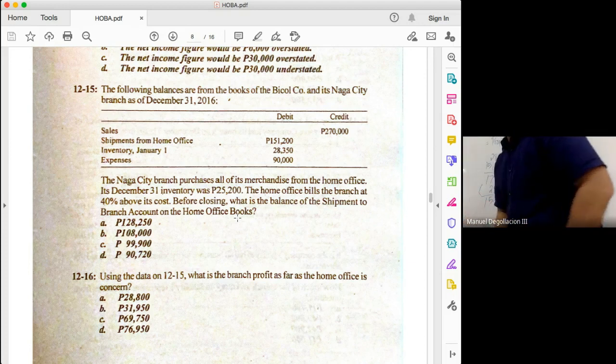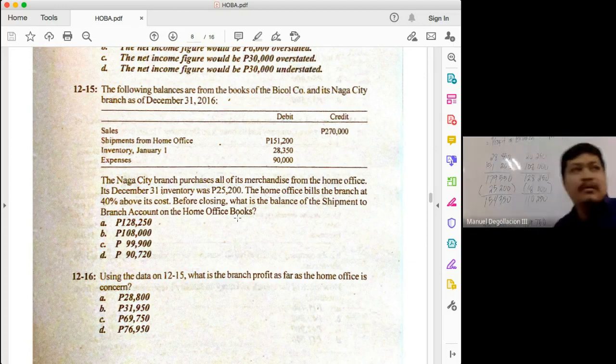The true branch profit, or the branch profit from the perspective of the home office, is simply the profit as reported by the branch plus the markup on branch cost of goods sold. Okay, how much was the profit reported by the branch? 25,650. Okay, and then how much was the markup on the branch cost of goods sold? It's the 44,100.